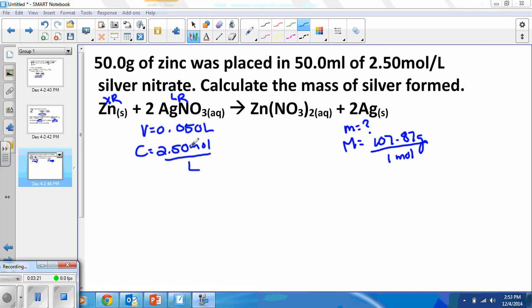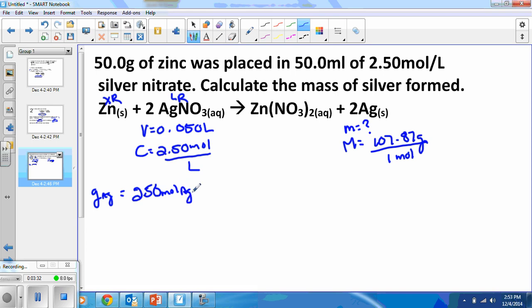So I'm going to start with my known concentration. I'm looking for grams of Ag. So 2.5 moles of AgNO3 per liter. I want to cancel out liters. I have a volume, so I can do that. I have 0.050 liters of AgNO3. Write that over 1, so I can cancel out the liters.